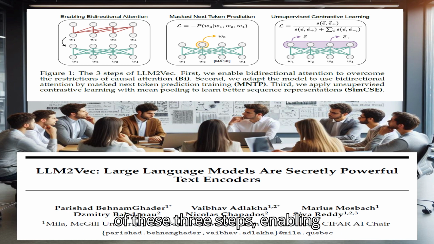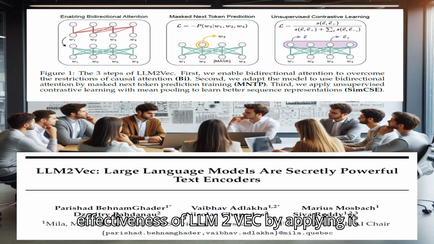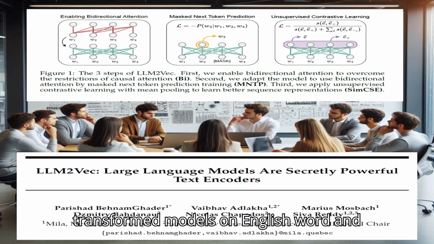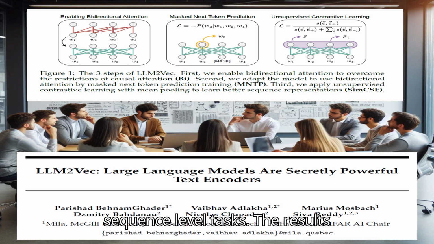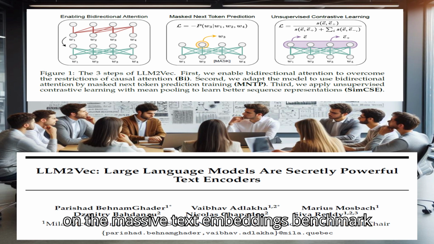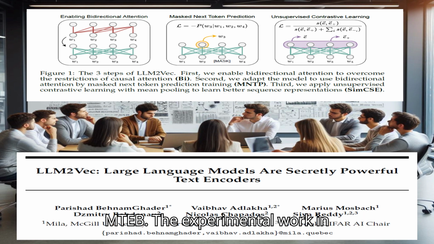The combination of these 3 steps, enabling bidirectional attention, MNTP, and SimCSE, forms the LLM2Vec method. The authors demonstrate the effectiveness of LLM2Vec by applying it to 3 popular LLMs and evaluating the transformed models on English word and sequence level tasks. The results show that the models outperform encoder-only models by a significant margin on word-level tasks and achieve a new unsupervised state-of-the-art performance on the Massive Text Embeddings Benchmark, MTEB.